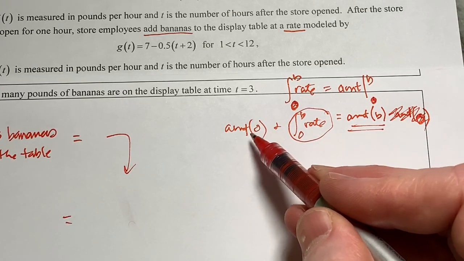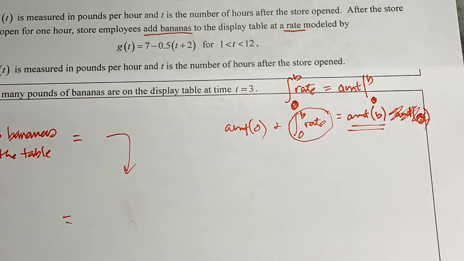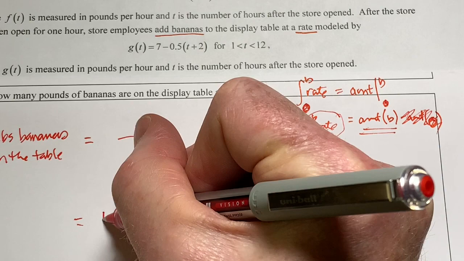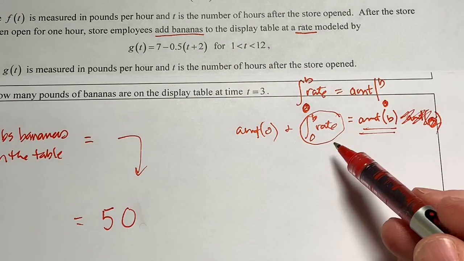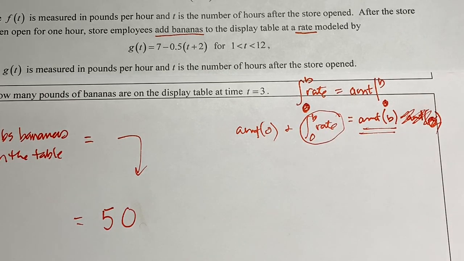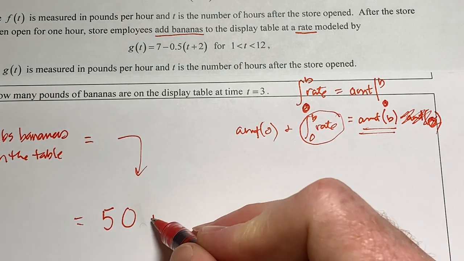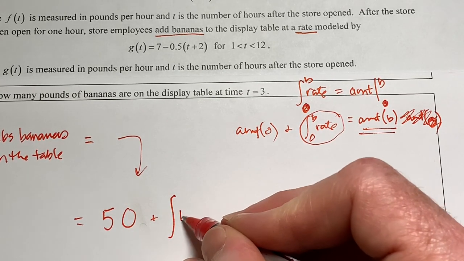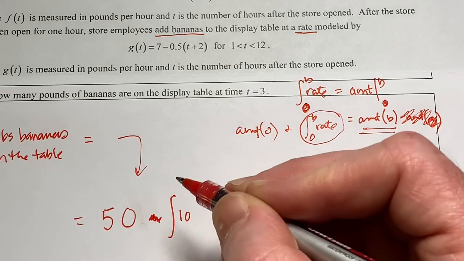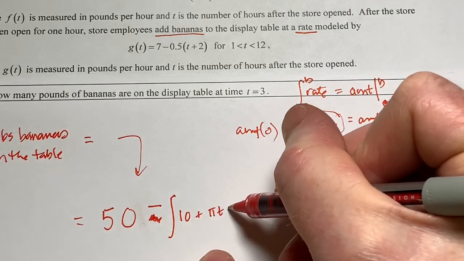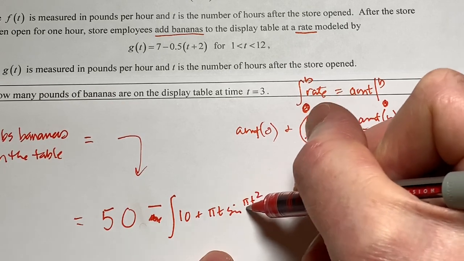So what I'm going to do is start with my amount at 0, and it told me that I had 50 pounds on the table right there at the beginning of the day, when the store opened. So I'm starting with a 50. But here's the difference. Now my change in the amount is not only changing on what's being removed, but it's also changing on what's coming in. Okay? So I'm going to do an integral right here of my f function. Actually, this is what's removed, so I'm going to go minus that: 10 plus pi t sine of pi t squared over 4.